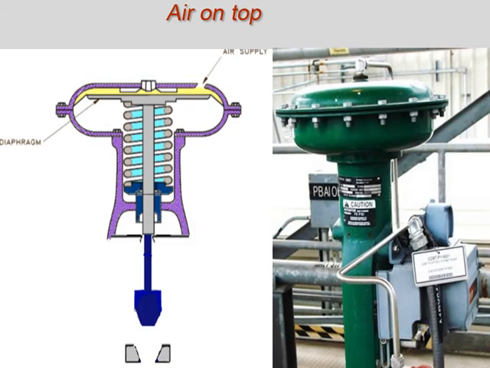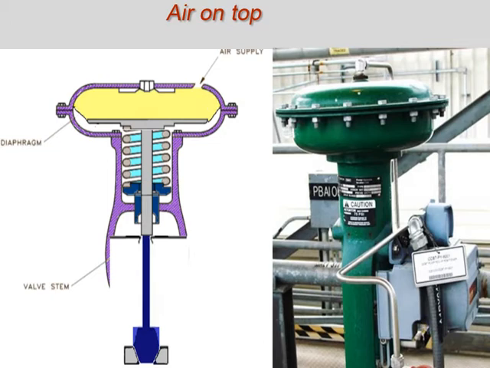In an air on top diaphragm, air pressure is applied to the top of the diaphragm, which is connected to the valve stem. The force applied to the diaphragm causes the diaphragm to flex downward against spring tension as the air pressure increases. Since the diaphragm is connected to the valve, the stem moves downward as the diaphragm flexes. The magnitude of the applied air pressure determines how far the valve travels.